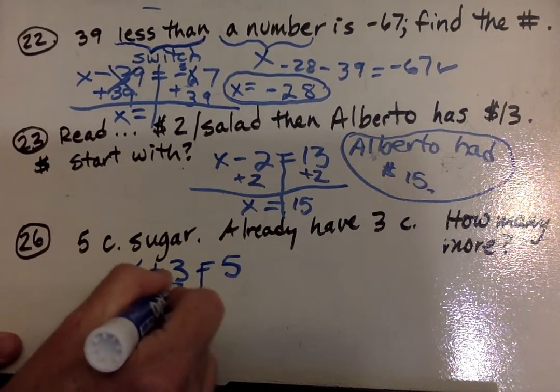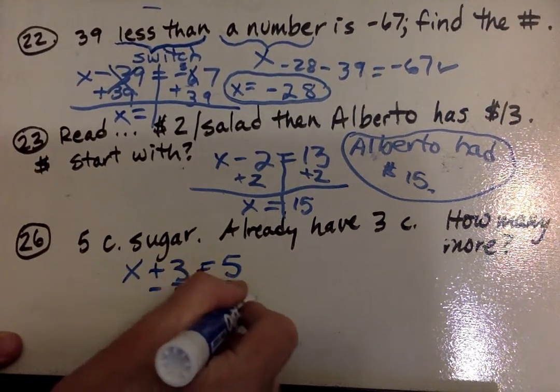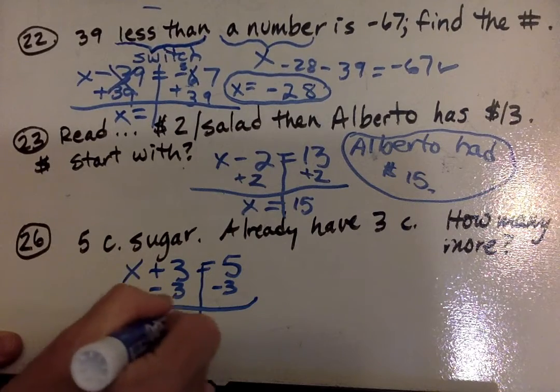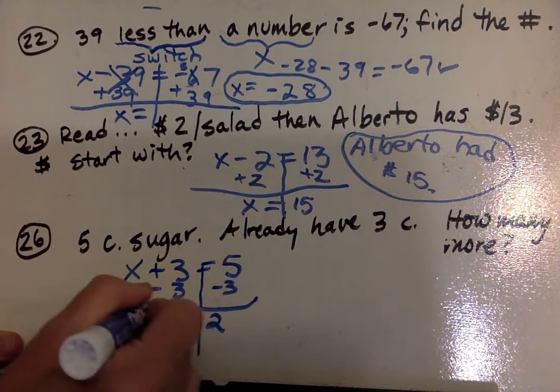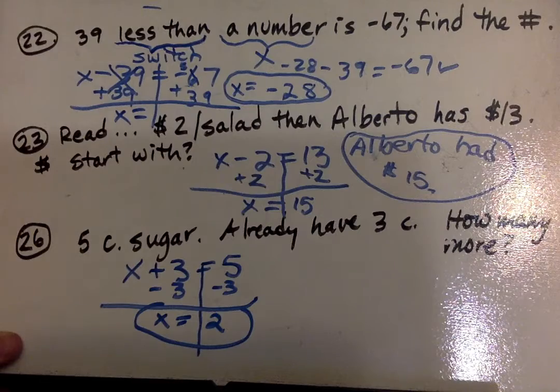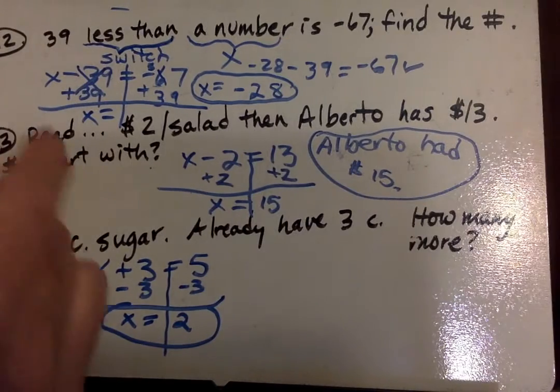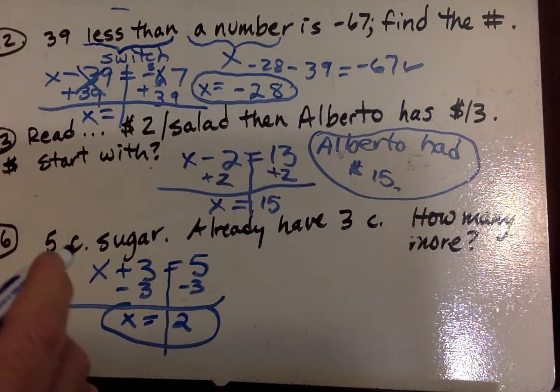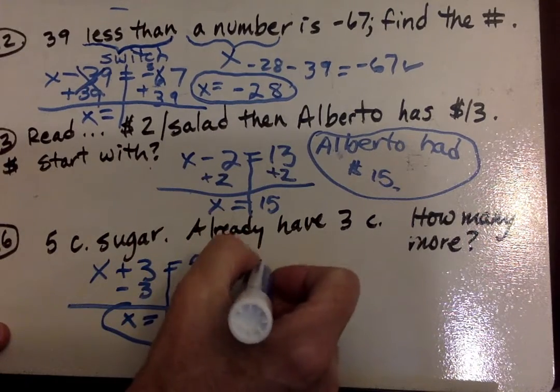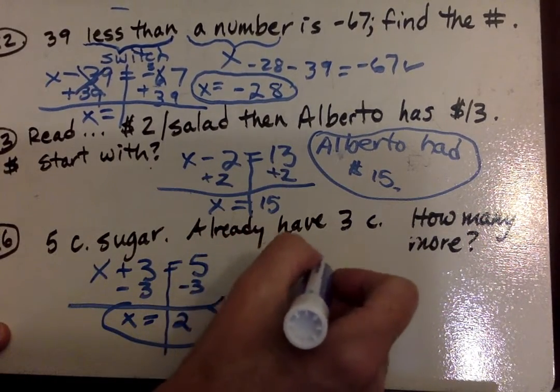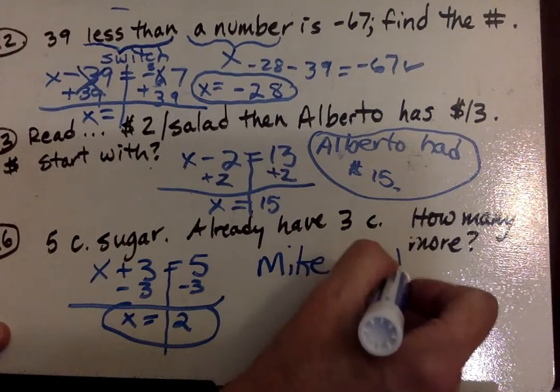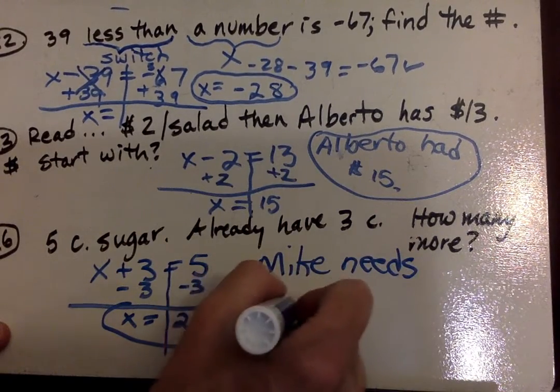Whatever we do on one side of the equation, we do on the other. Okay, so then we can write out Mike needs 2 more cups of sugar.